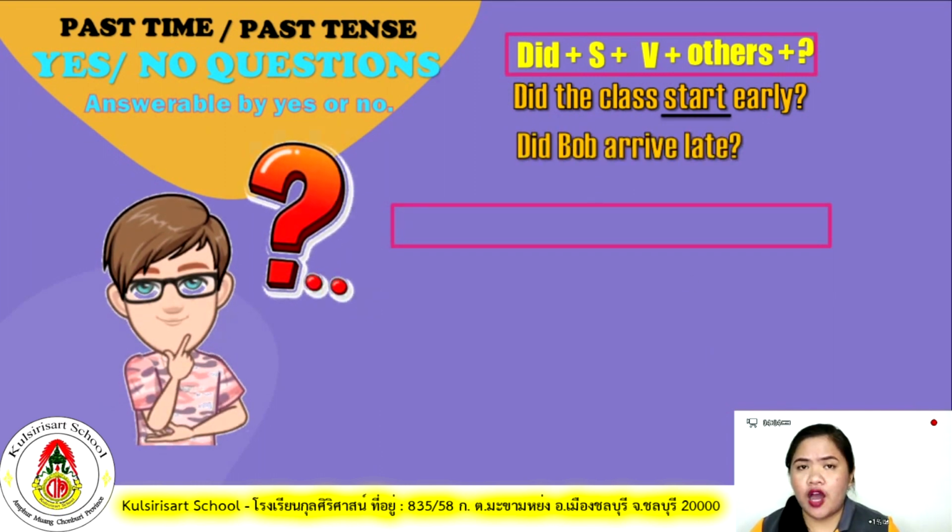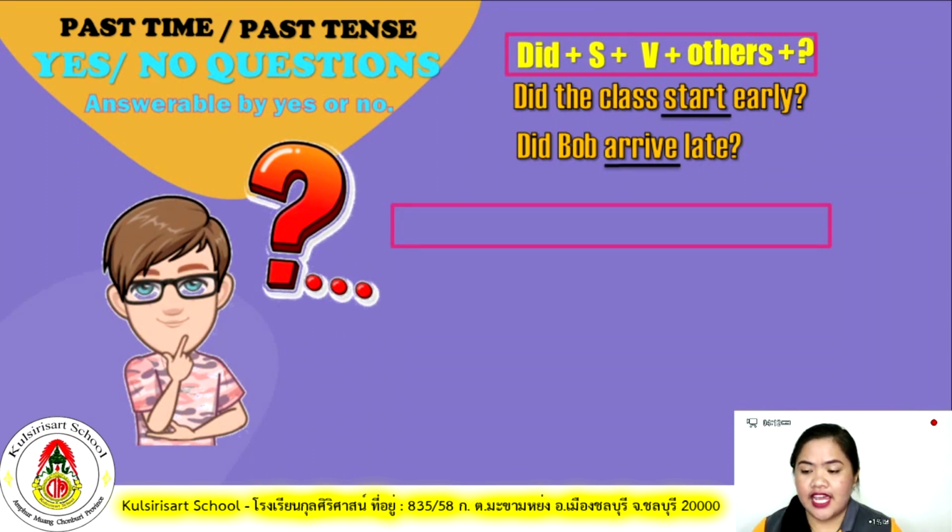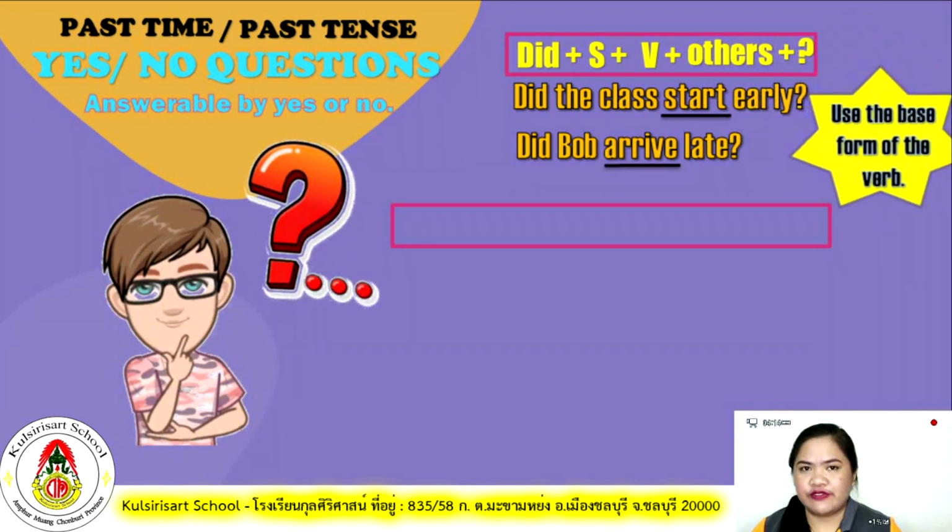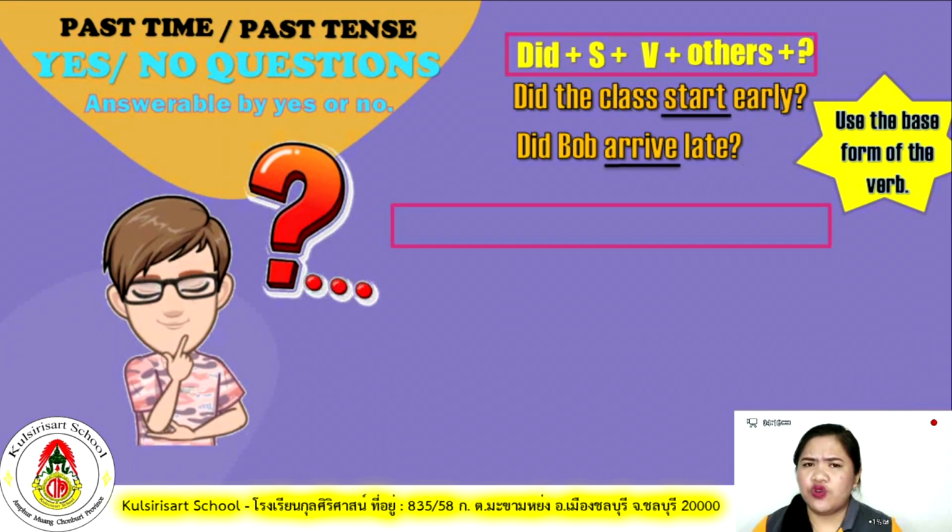Next, we have did Bob arrive late? The verb there is arrive. Okay? The same, we use the base form of the verb. Again, when you are using did, do, or does in any sentences as a helping verb, do not forget to use the base form of the verb.